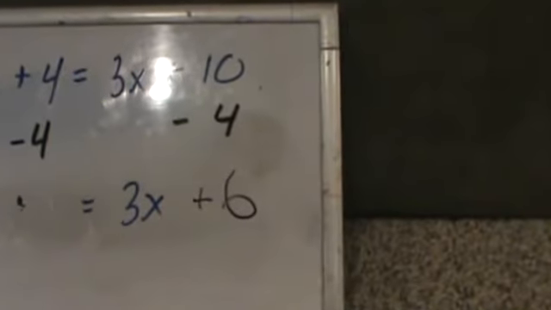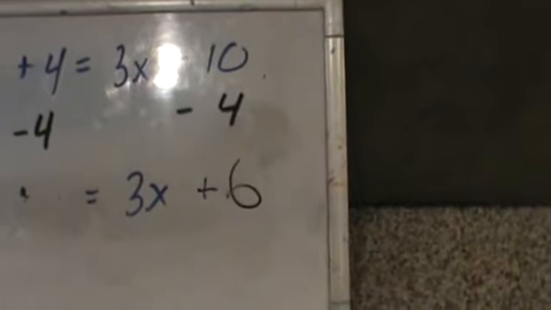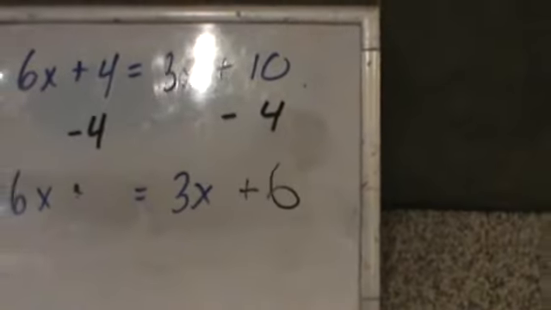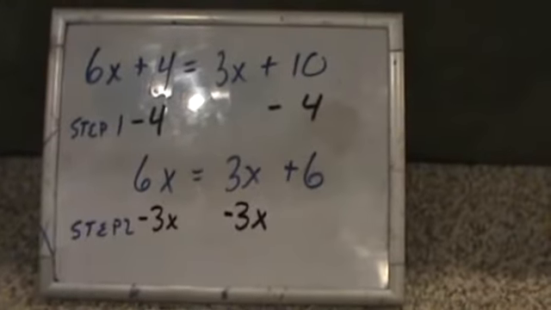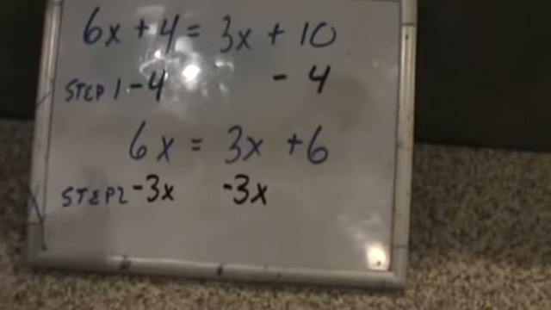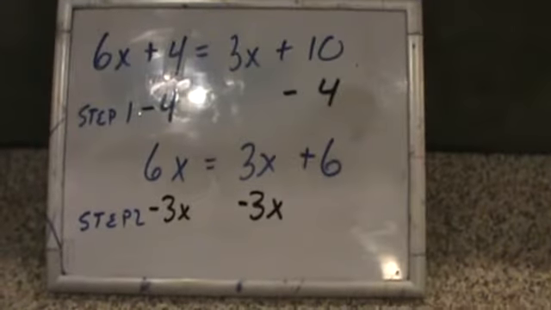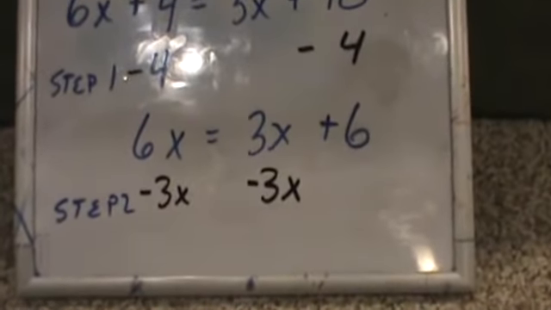If we look at our board, you can see we subtracted the 4. Now we have 3x plus 6. We have the 3x because remember, we haven't done anything with it. We haven't touched it. It is still there. Alright, so now we're going to move to our next step. You're going to see on our board, we have step 1 where we subtracted the 4 from both sides. Now step 2, we're going to subtract 3x.